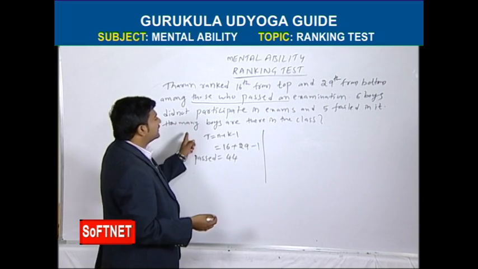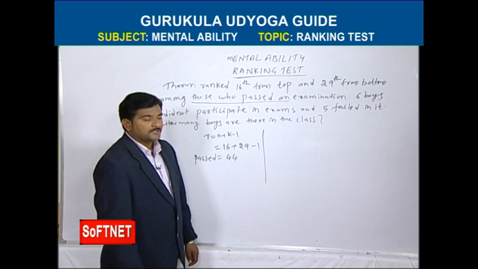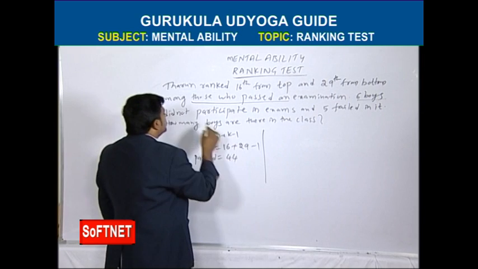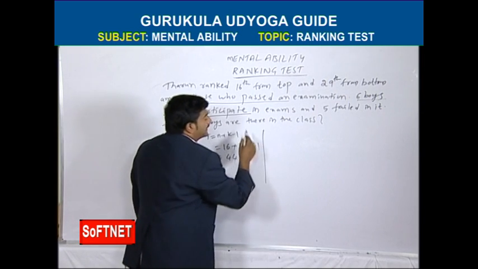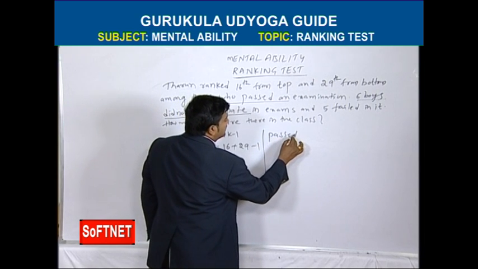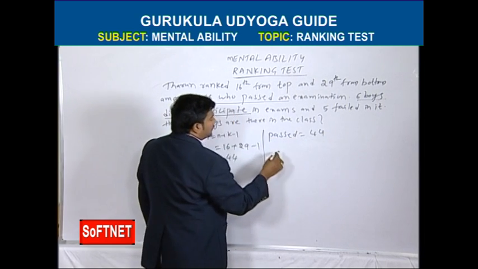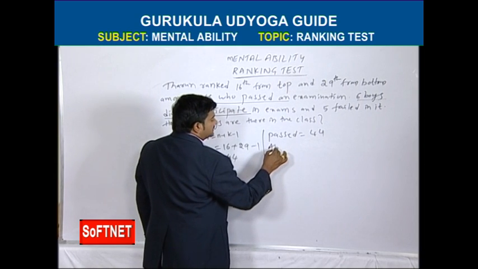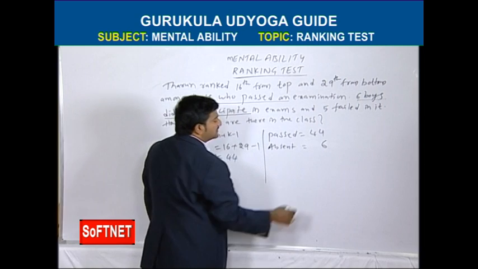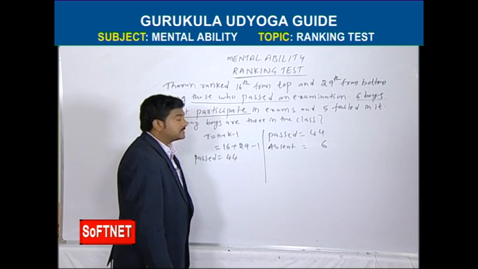What did he ask us to find? How many boys are there in the class? Total boys I have to find out. 6 boys, observe here, 6 boys did not participate. Okay, total passed candidates are 44. Next, absent: they did not participate in the exam. How many boys did not participate? 6 boys did not participate.